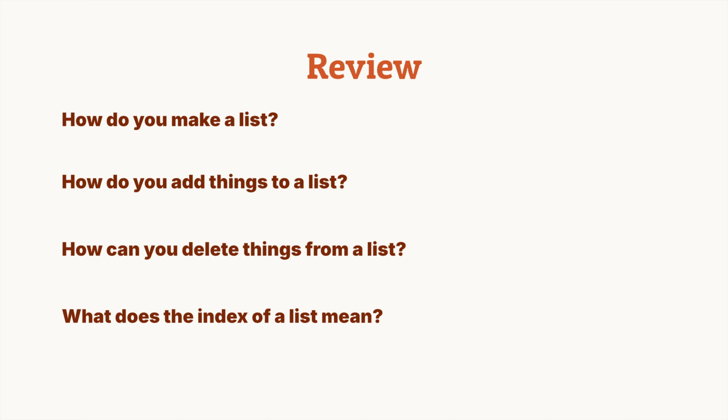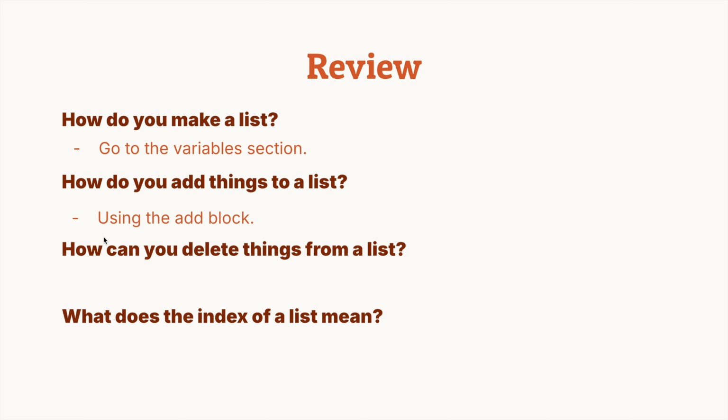Great, so today we went over what lists are and we also started applying it to Hangman, which was our final project. Let's quickly do some review. First of all, how do you make a list? The answer to this question is you go to the variables section and then there you can make a list there. The second question is how do you add things to a list?